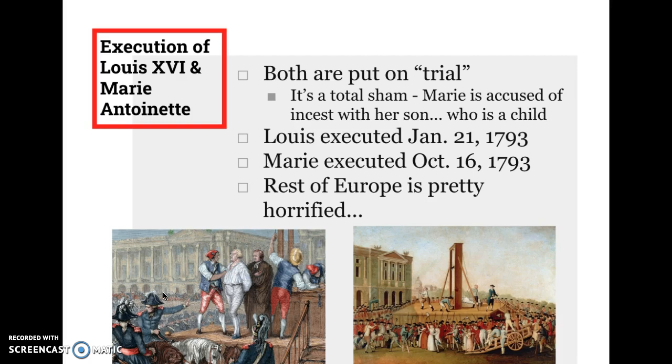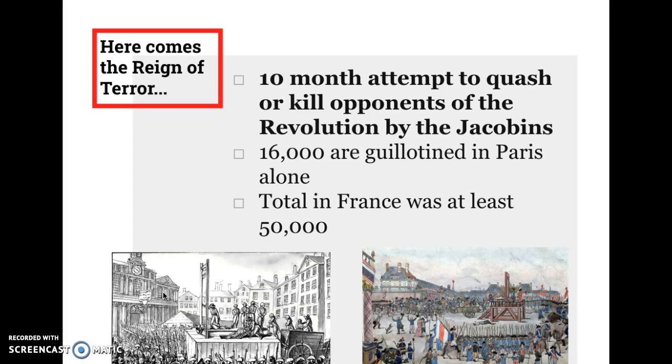And the rest of Europe is actually pretty horrified by this. This does not go down well with the rest of Europe, especially England, who sees this as super distasteful. So this starts the Reign of Terror, of course, as we know very, very well, the guillotines and the public executions. It's basically this 10-month time frame where Jacobins would basically target anybody who were quote-unquote opponents of the revolution. Totals, we don't have entirely. The basic estimates were at least 50,000 people are executed in this 10-month time span alone.